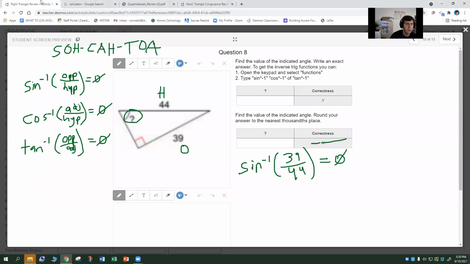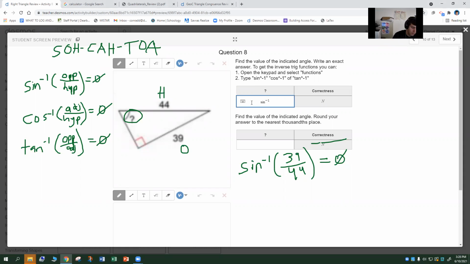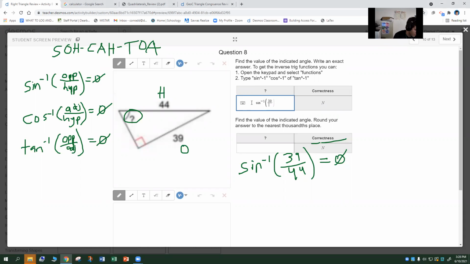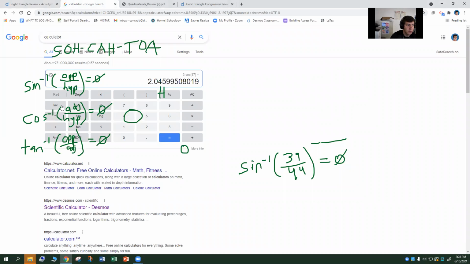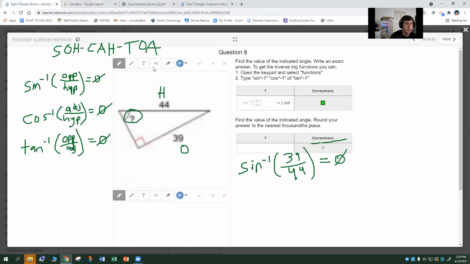Well, this one they want us to first put in inverse sine. So sine inverse, we're putting in 39 over 44. Right, and we can put that in the calculator. Make sure you're in degrees. You click the inverse button here on the left. Inverse sine 39 divided by 44, 62.420, right? We got to round the 19 up to a 20, so 62.420.